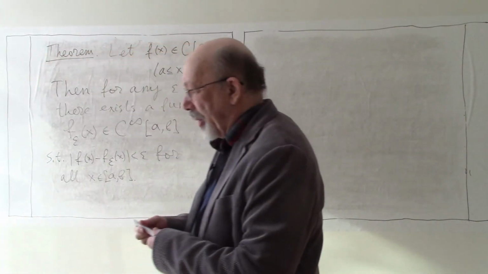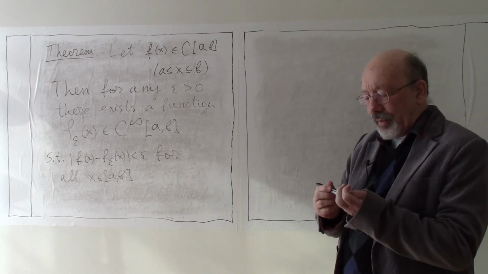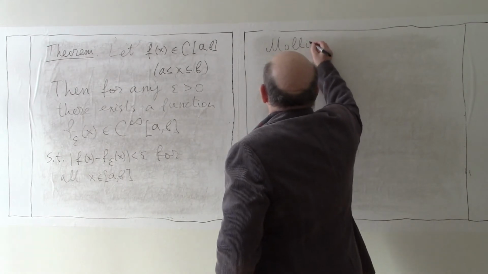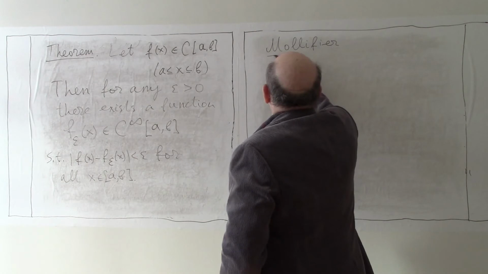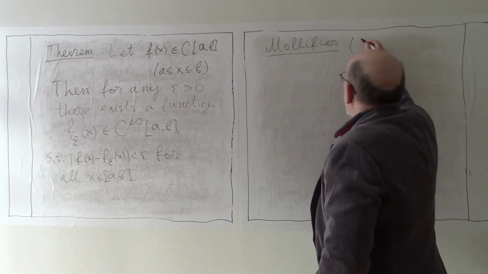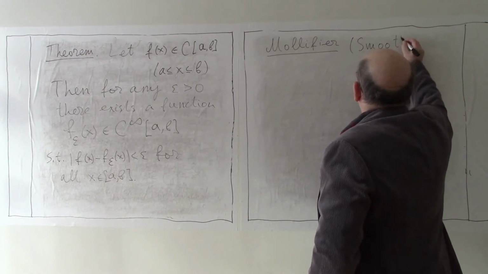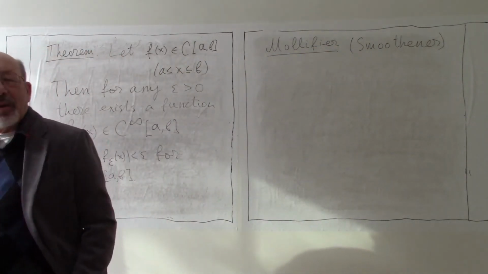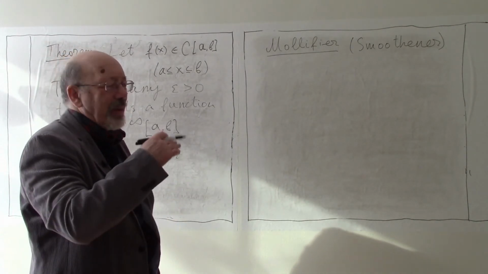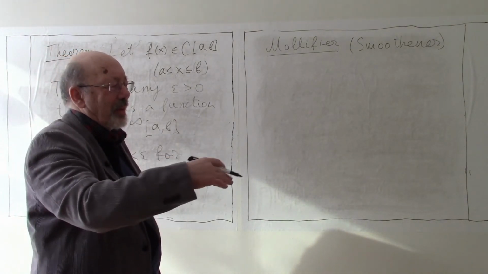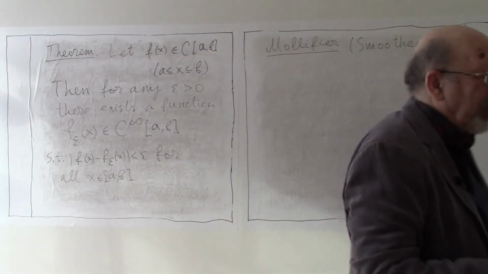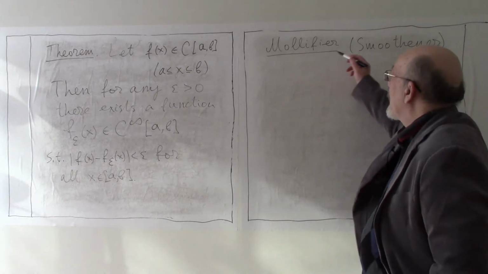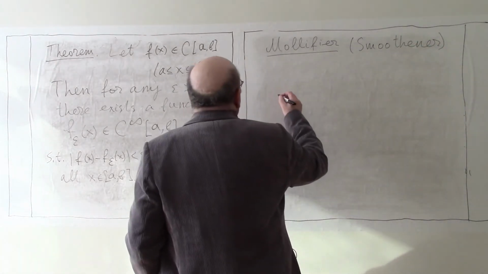So in the proof I use a very useful device called a modifier, or I would say a smoothener. Some operation, some device which is used to make a function smooth. So we somehow take the function and produce another function which is epsilon close to this function and smooth. So it requires a modifier. So what is a modifier? It is the following function.